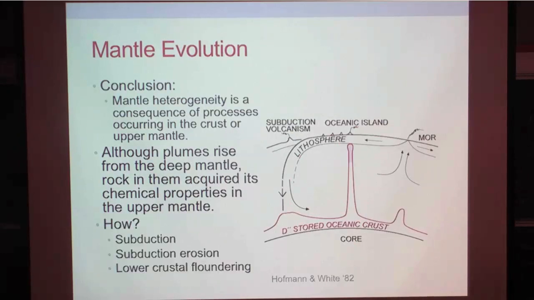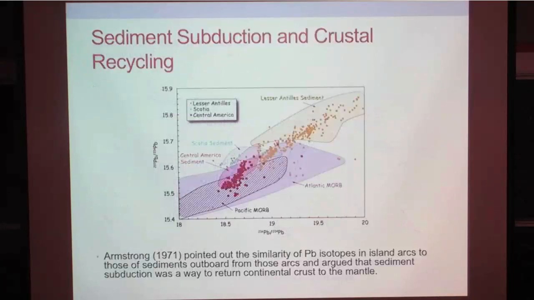All right, so how do we recycle material? Well, three ways. One, as suggested here, through subduction, but there are a couple of other ways which have not received as much attention as they perhaps deserved. One is subduction erosion, and the other is crustal foundering.